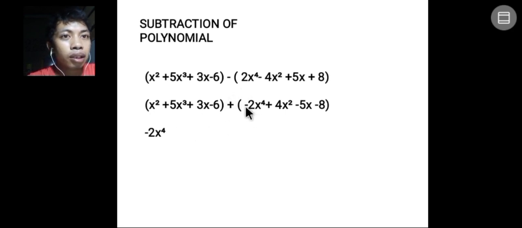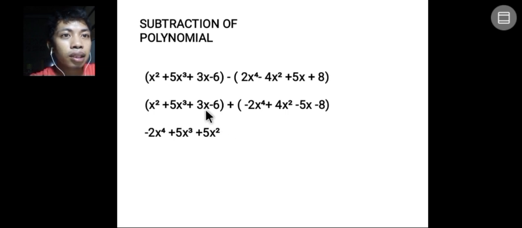And since negative 2x to the fourth doesn't have a like term, we bring it down. Then 5x cubed doesn't have a like term again, so bring down 5x cubed. Then x squared and 4x squared are like terms, so we need to combine them. So 4x squared plus x squared is equal to 5x squared.